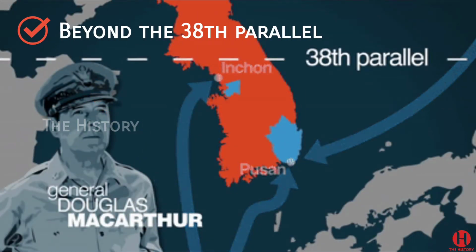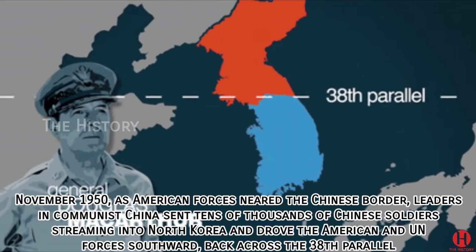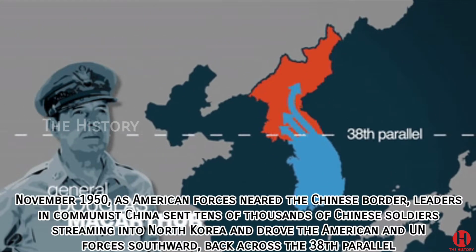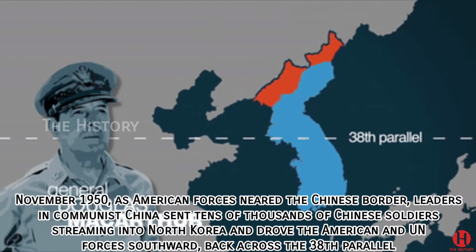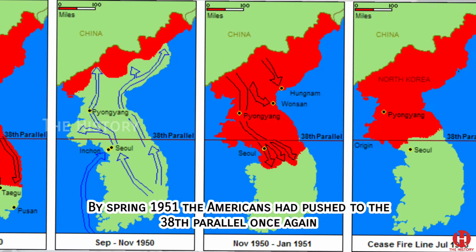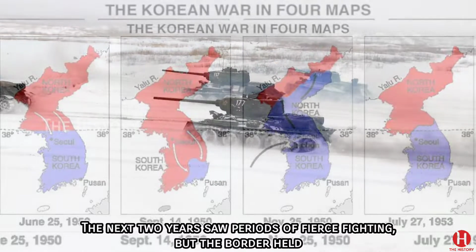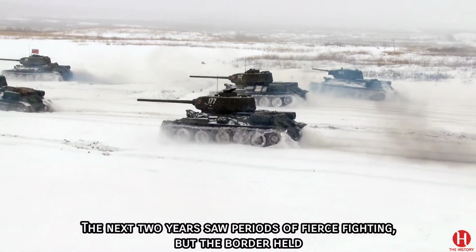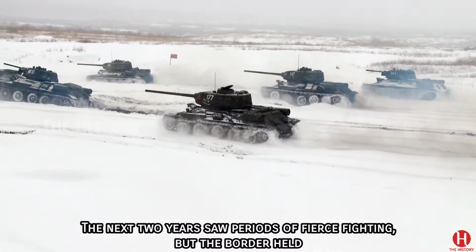Beyond the 38th parallel. In late November 1950, as American forces neared the Chinese border, leaders in Communist China sent tens of thousands of Chinese soldiers streaming into North Korea and drove the American and UN forces southward, back across the 38th parallel. By spring 1951, the Americans had pushed to the 38th parallel once again. The next 2 years saw periods of fierce fighting, but the border held.